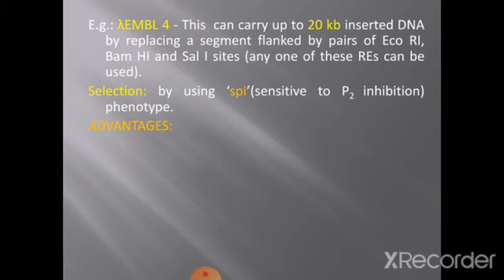Only recombinant cells are SPI minus, whereas all the non-recombinant cells will become SPI plus, so that only recombinants form the plaques. So selection is by plaque formation. So this is about the replacement vectors, and the best example is lambda EMBL4.